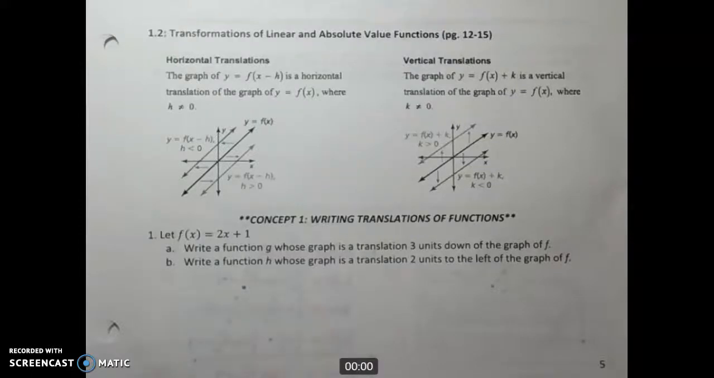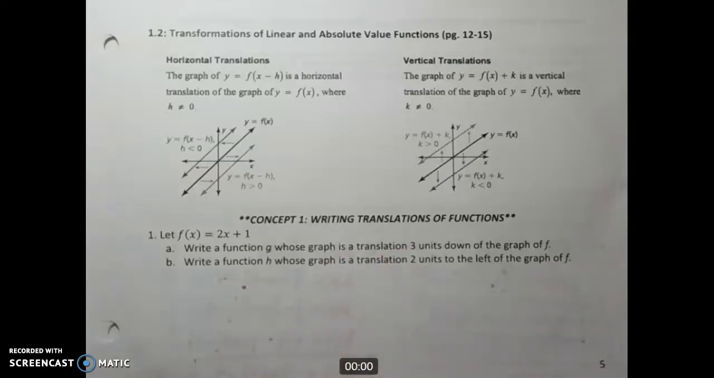1.2 Transformations of Linear and Absolute Value Functions. In 1.1, we discussed graphing functions and graphing transformations. So we started with the parent function, then we manipulated it with a transformation, and we graphed to see visually what is happening. Now, we're still working with transformations here, but it is a different concept. The concept here is that we are going to write rules of transformations.